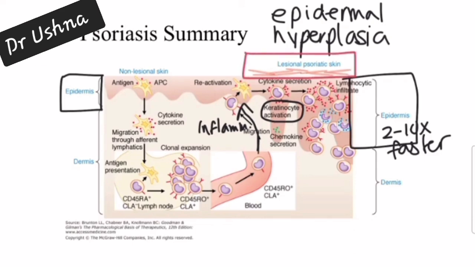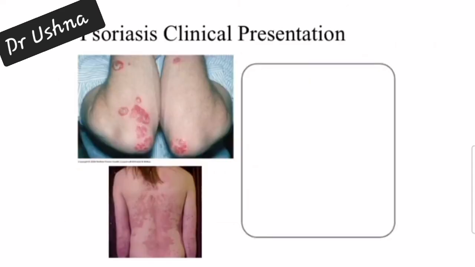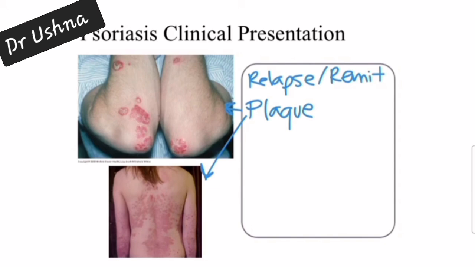In addition, the T cell response results in increased vascularization of the growing epidermis, and this is what causes the erythema or redness of the plaques on the surface of the skin. As I mentioned earlier, like other autoimmune conditions, psoriasis is characterized by a relapsing and remitting course. The most common presentation is plaque psoriasis, as shown in the images here. Over 90% of patients with psoriasis will exhibit plaque psoriasis.